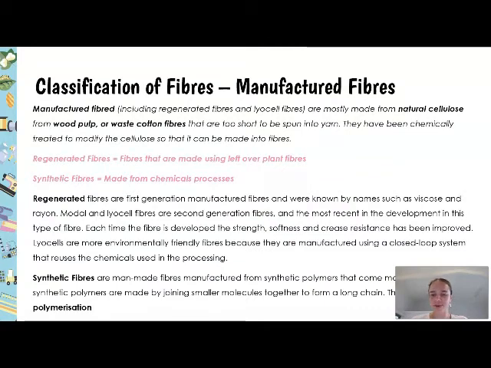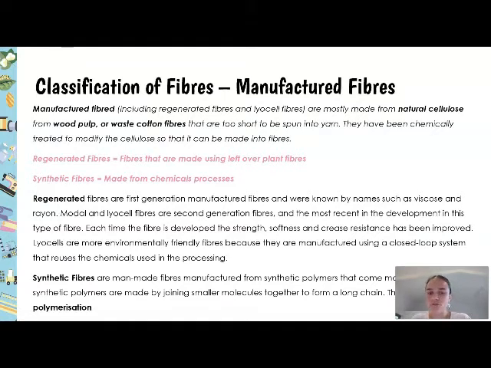So classification of fibers, we're looking at manufactured fibers now. Okay, so our 2 types of fiber classifications, natural fibers and manufactured or man-made fibers. Okay, so manufactured fibers, including regenerated fibers and lyocell fibers, we'll get into that in a minute, are mostly made from natural cellulose. So what does that mean? Whenever you see the cellulose word, that means it comes from a plant. Okay, so natural cellulose is from a plant.